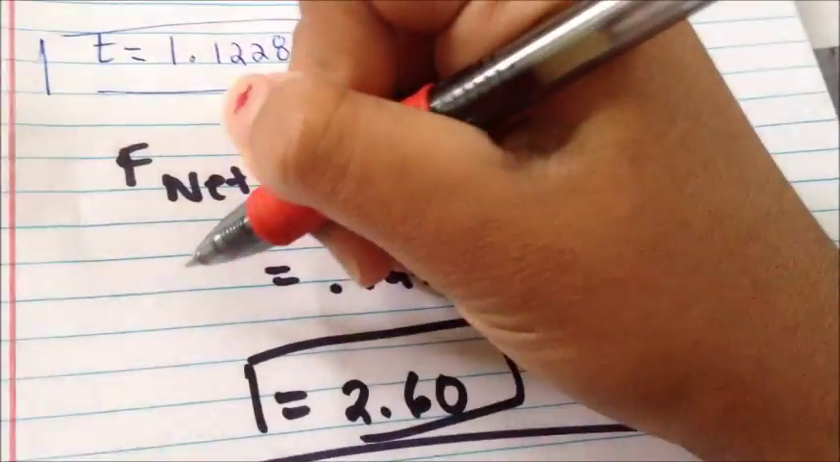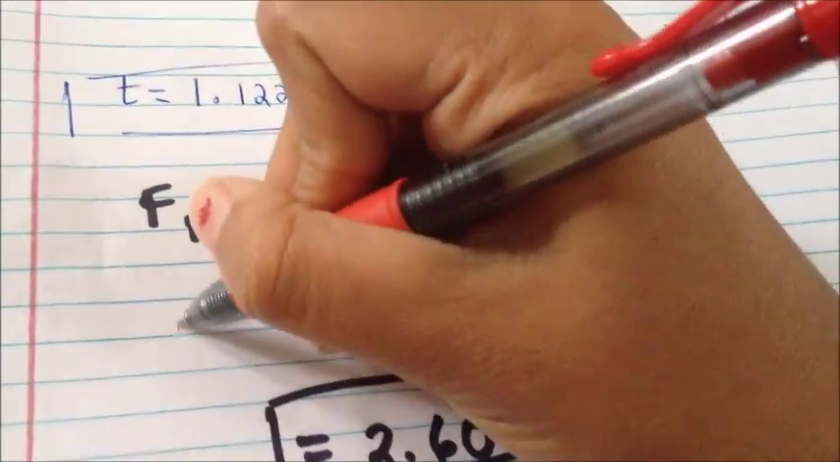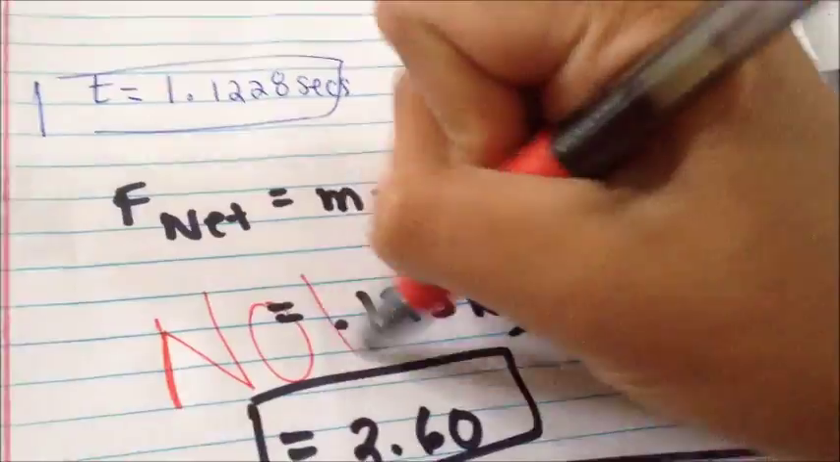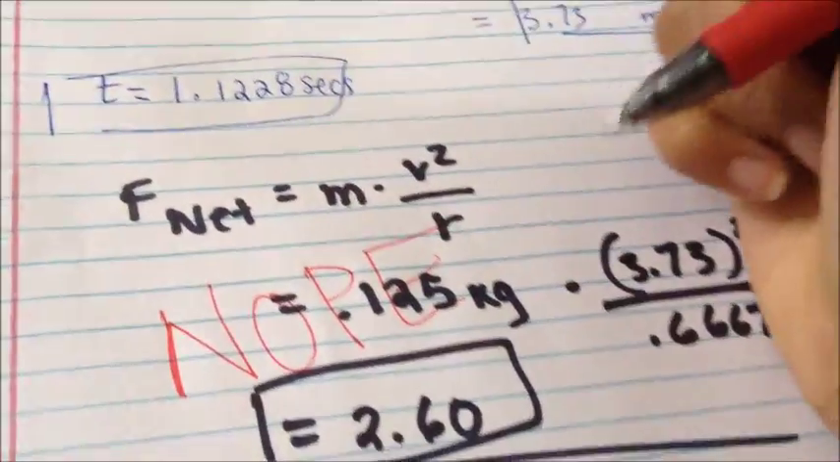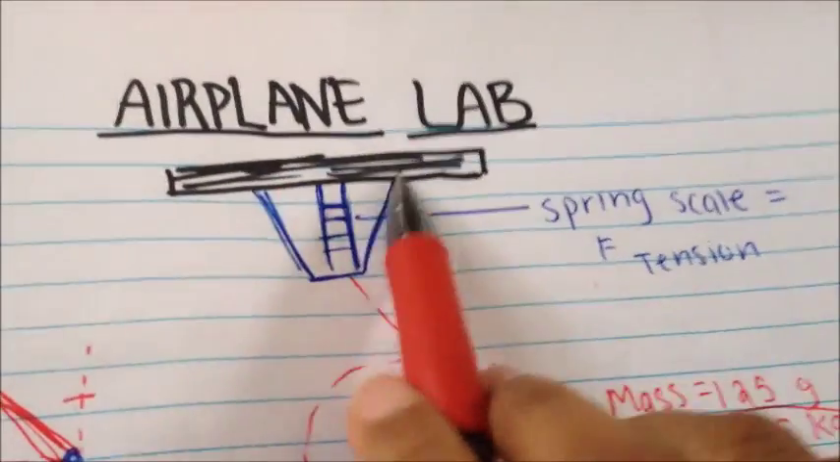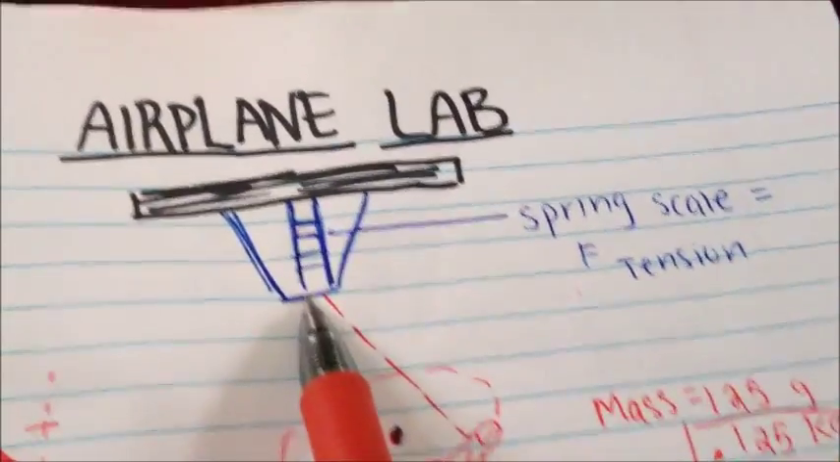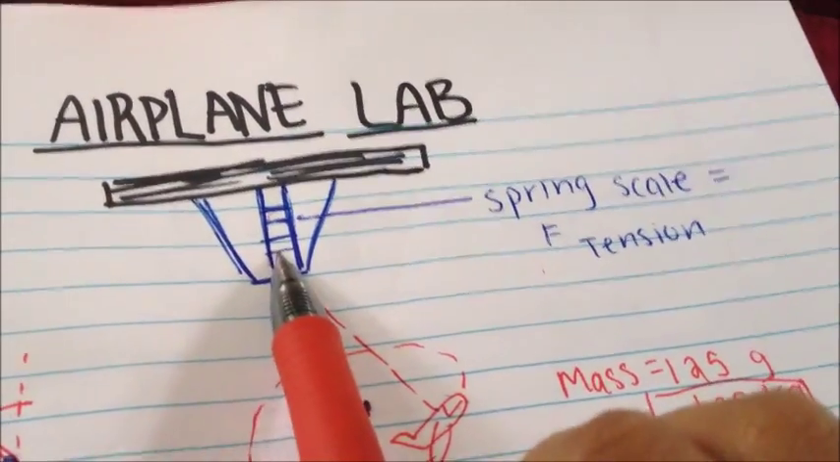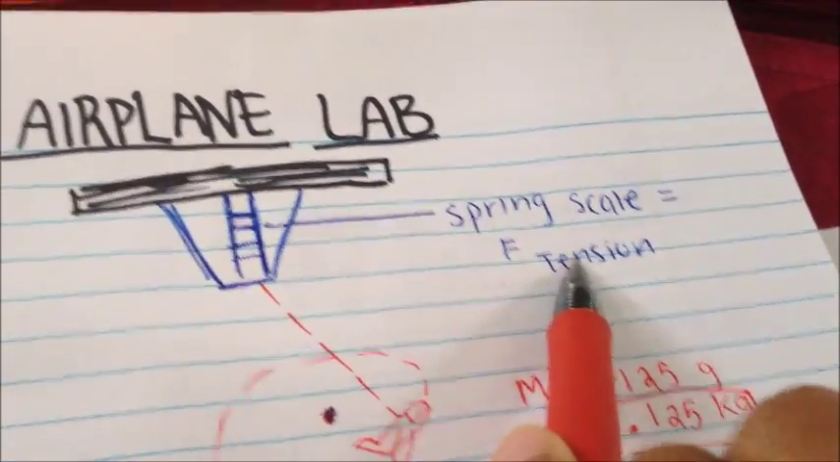Yay, we found Fnet, so we finished this lab, right? Nope. Let's return back to our original notes to see what the objective of this lab was. What we were trying to do was find the reading on this spring scale. Now, we know that the spring scale reads F tension. What we just found was Fnet.